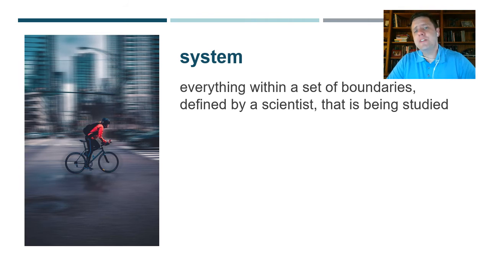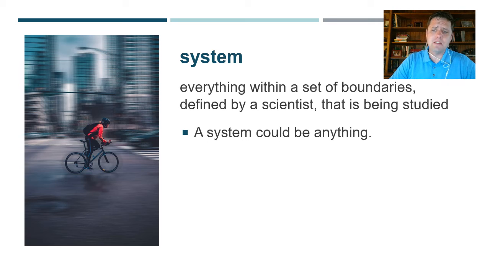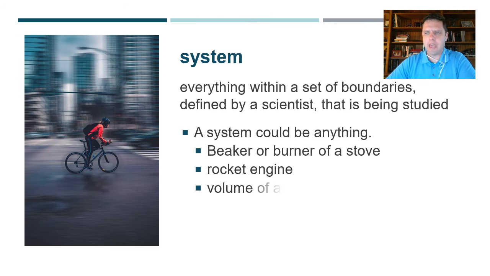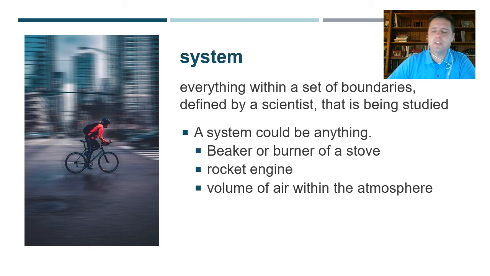So a system is everything within a set of boundaries defined by a scientist that is being studied. A system can be pretty much anything that you define it to be. It could be a beaker or a burner on a stove. That could be your system. You could be saying that the system is a rocket engine that you're looking at, or it could be a volume of air within the atmosphere.